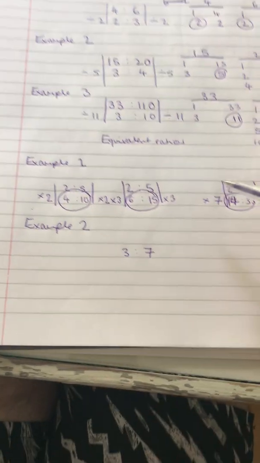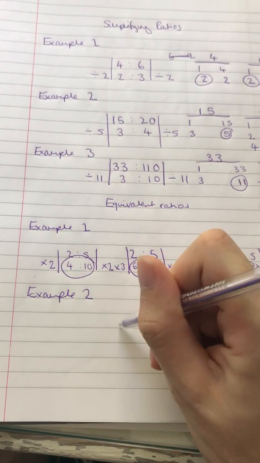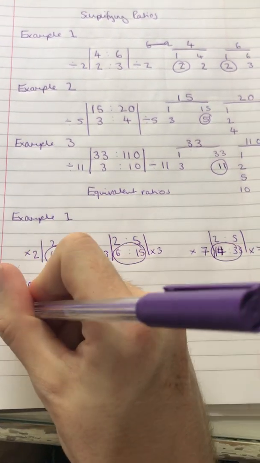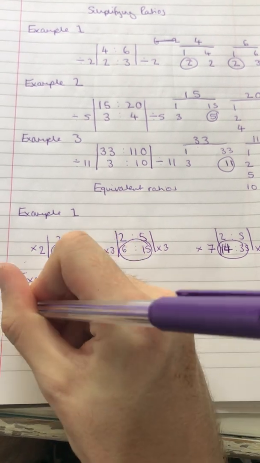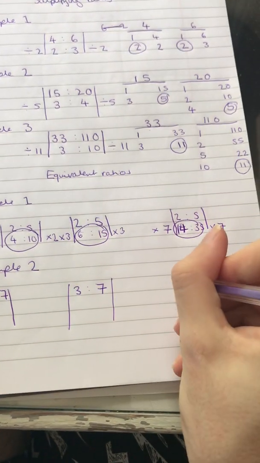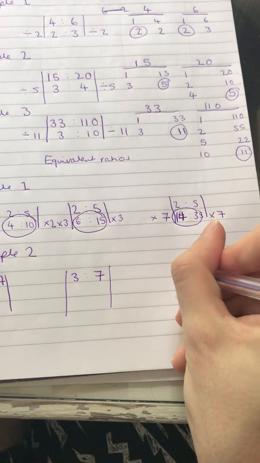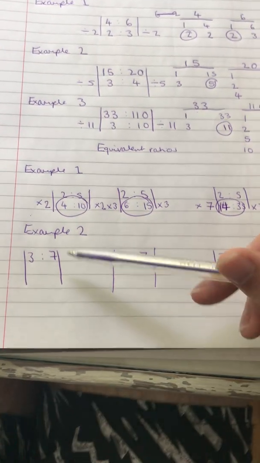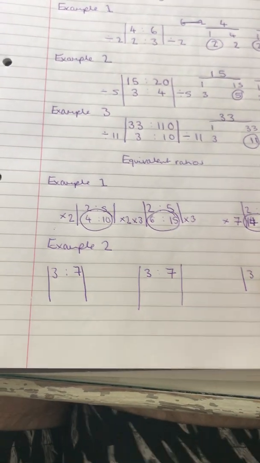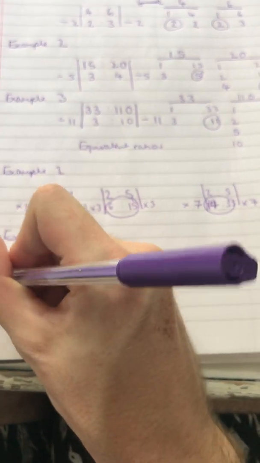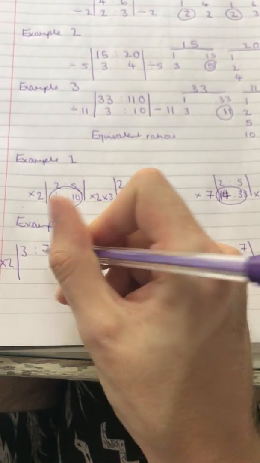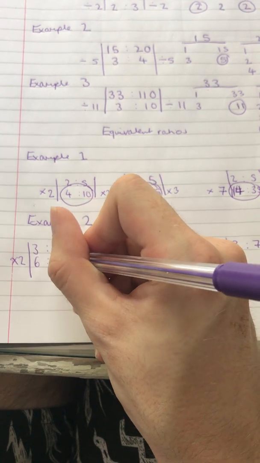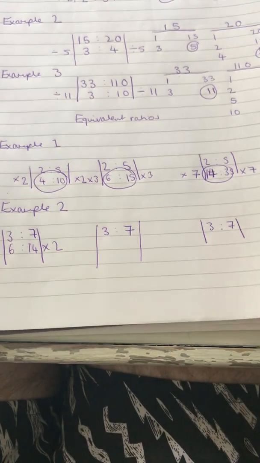Let's now do the same for 3 to 7. Okay, so let's draw out 3 of these, our funnels, then 3 to 7 over here. Cool. So let's find equivalent ratios to 3 to 7. We can multiply both sides of the ratio by 2. Let's start off with 2. 3 times 2 is 6. 7 times 2 is 14. So that's our first equivalent ratio.